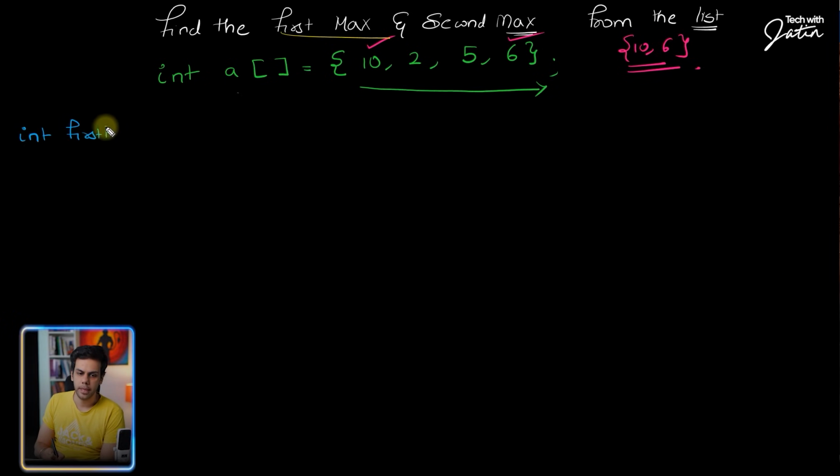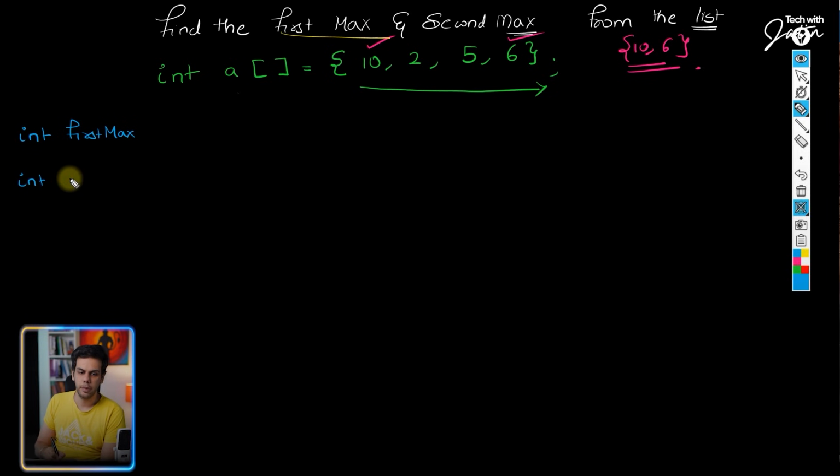So what we will be doing is we will be creating two variables. First, max. And I'm going to create the second variable, second max, because I need the first max and the second max. So I have two variables, first max and second max. And I'm going to initialize these variables with something.